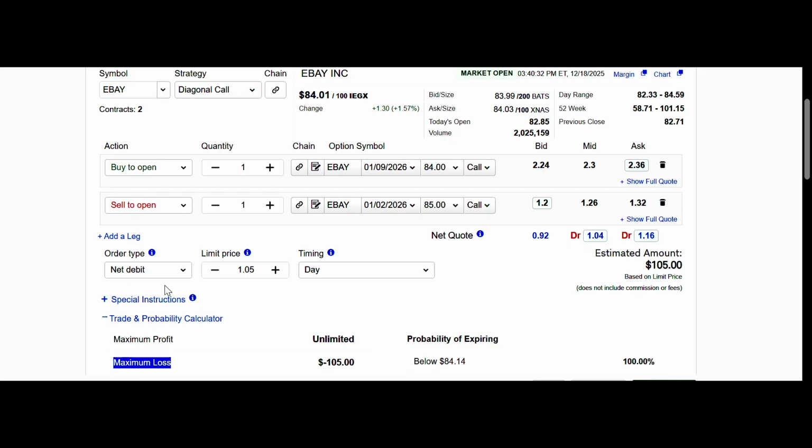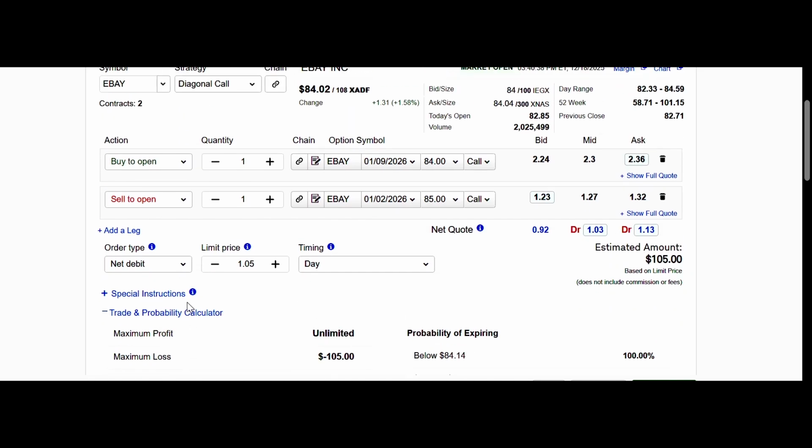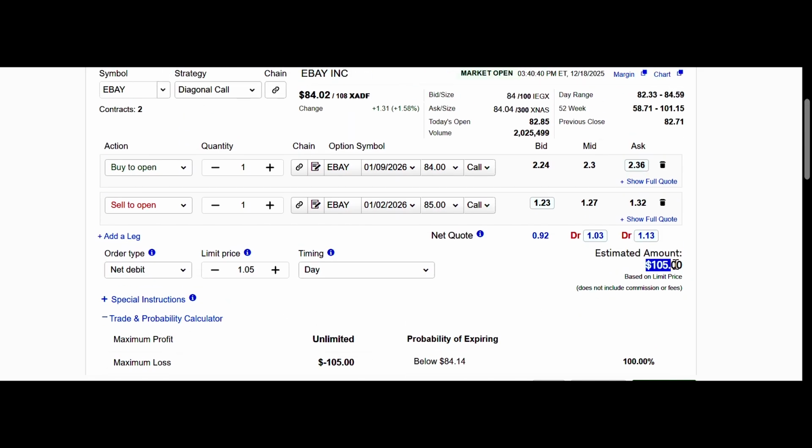Because if you start with, well, what's a limit price? What's an order type? What's a leg? What's a net quote? You get lost. Start on what you know. I know I'm spending $105 and my maximum profit is unlimited. That's how you trade options. That's it. But you gotta have $105 to lose.